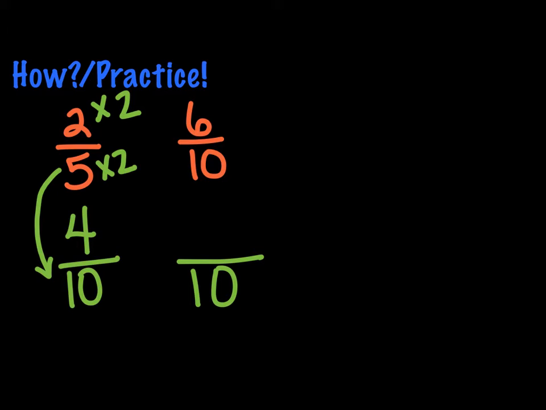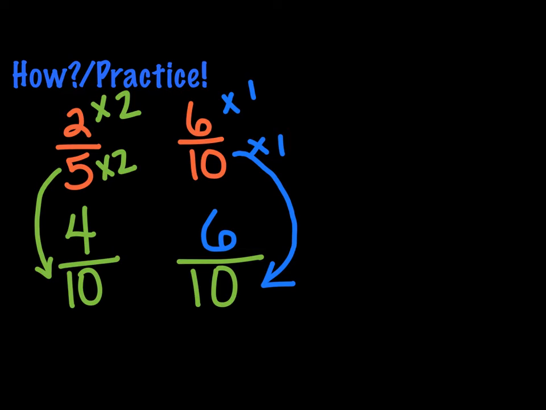If we look at our second fraction, how did I make 10 into 10? I didn't really do anything. I would have multiplied that times 1, right? So my 6 would have been times 1. So this fraction doesn't really change because I already have the denominator that I need.